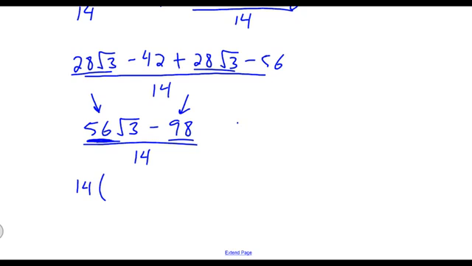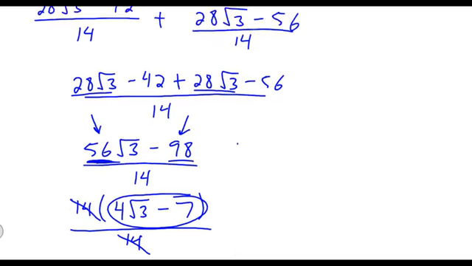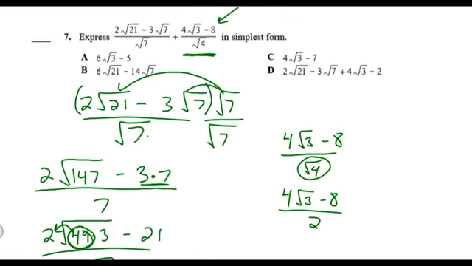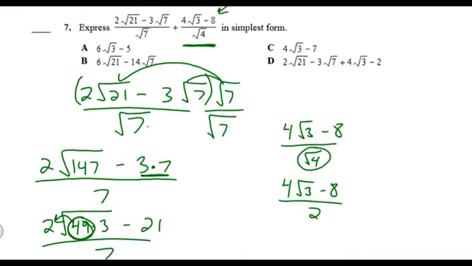So I factored out 14, so what I would have left there, after I divided by 14, would be 4 root 3. And then 98 divided by 14 would be 7, so minus 7 all over 14. So my 14s cancel, and I end up with an answer of 4 root 3 minus 7. I hope that's one of the answers. 4 root 3 minus 7. Nice. All right, so the answer there was C.